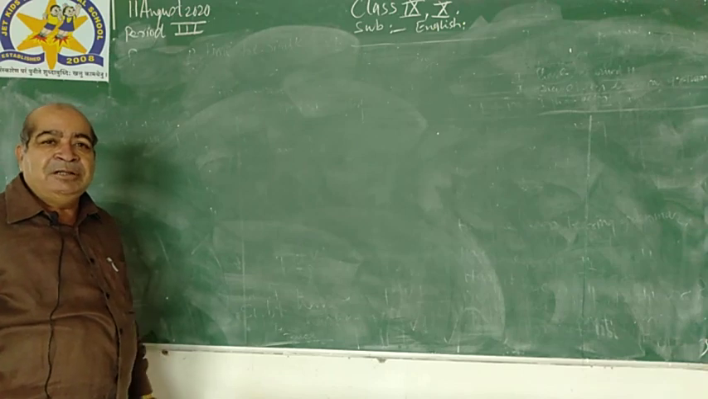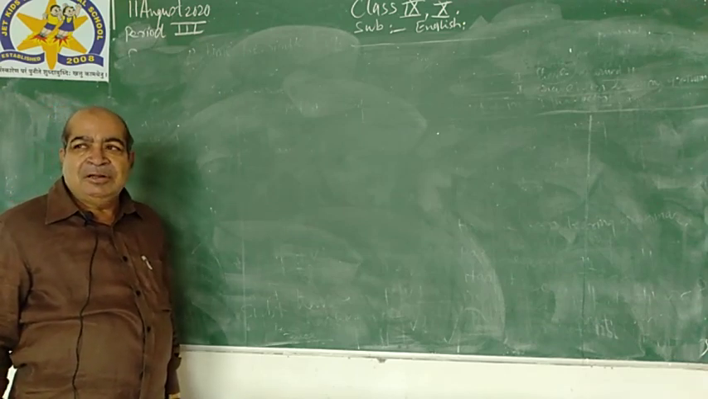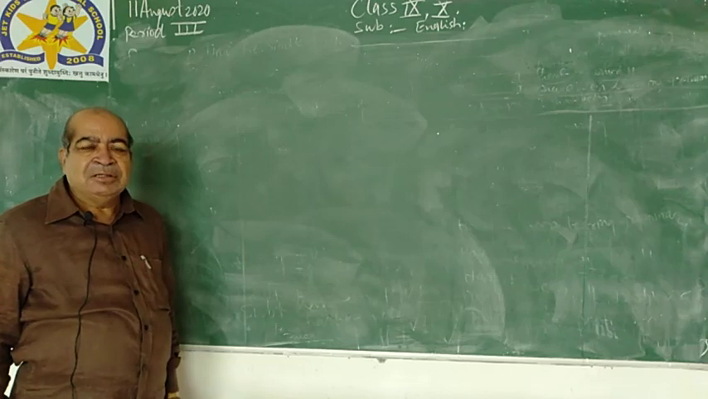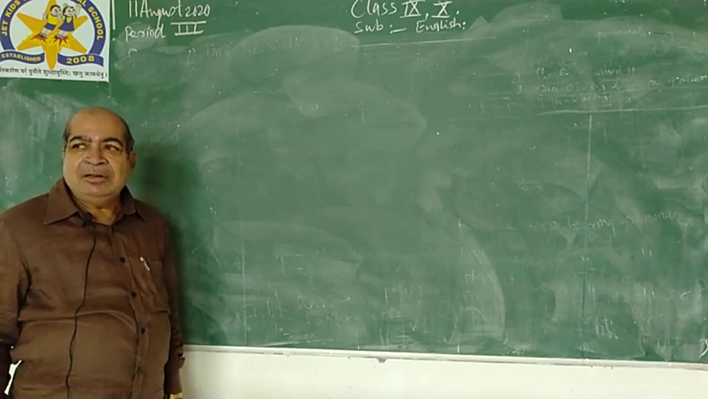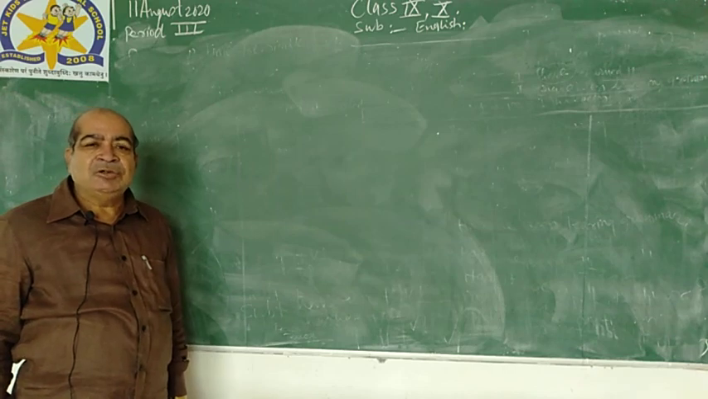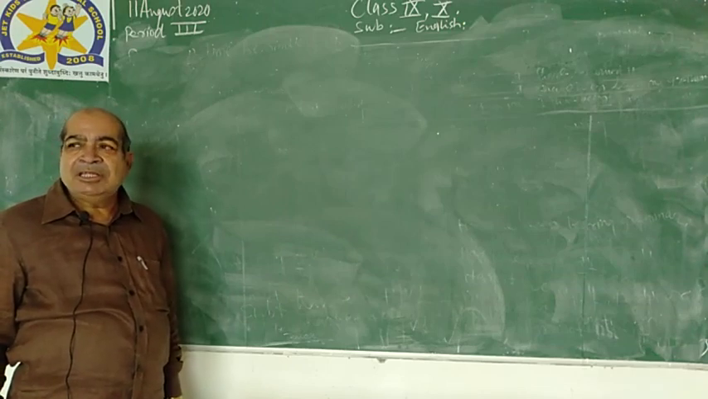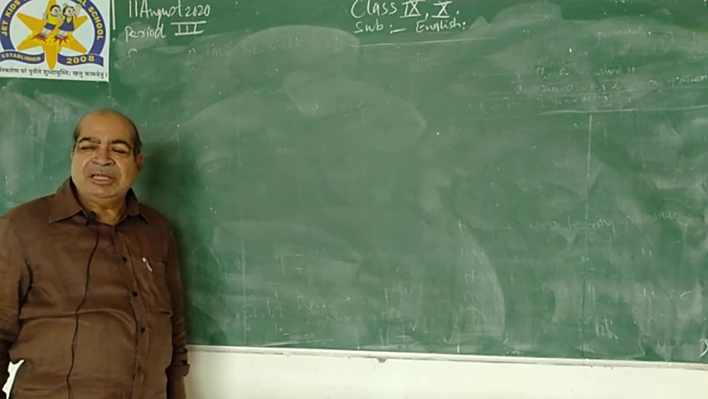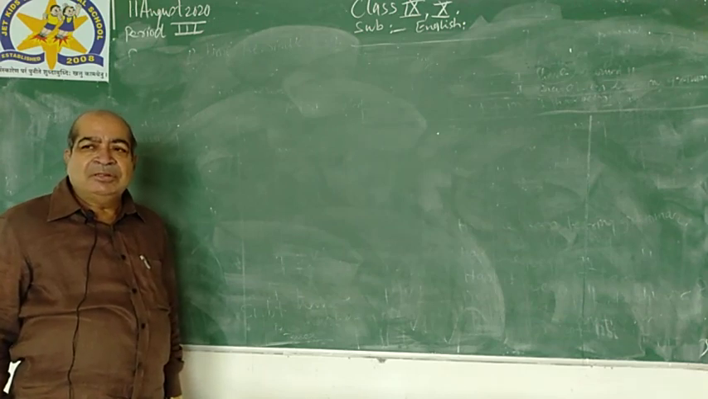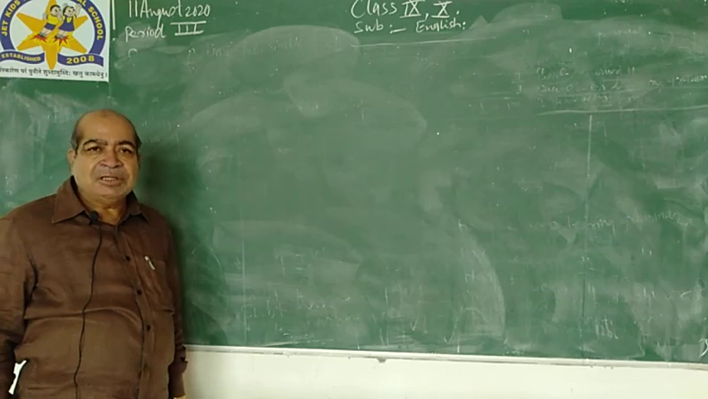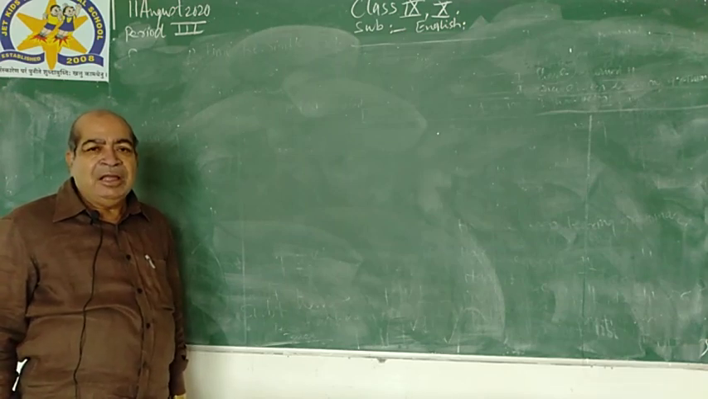Good morning, everybody. In the last period, we defined the two types of lenses, convex lens and concave lens, and the physical quantities associated with the lenses, that is center of curvature, radius of curvature, optic center, then principal focus, principal axis, focal length and aperture.